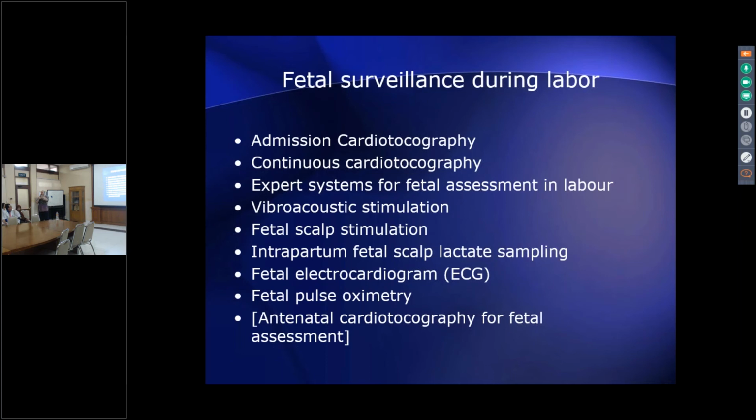If I asked you to perform a physical examination to determine the well-being of a mother, you're not just going to check her pulse, are you? But that's effectively what we're doing with the fetus. In most cases during labor, that's all we are doing.